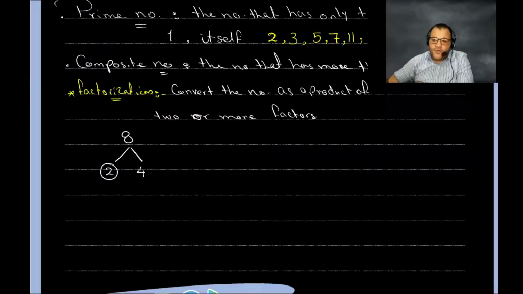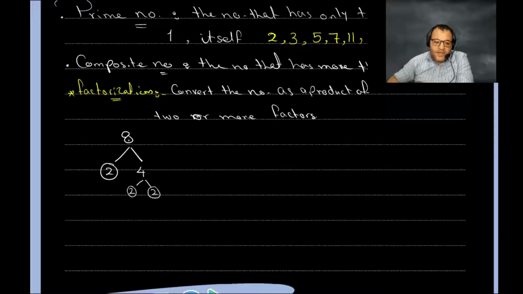Now 4. Can you find any two numbers whose product is 4, except 1 and 4? 2 and 2. Now is 2 a prime or composite number? Prime number. So put it inside the circle. 2 is also a prime number.